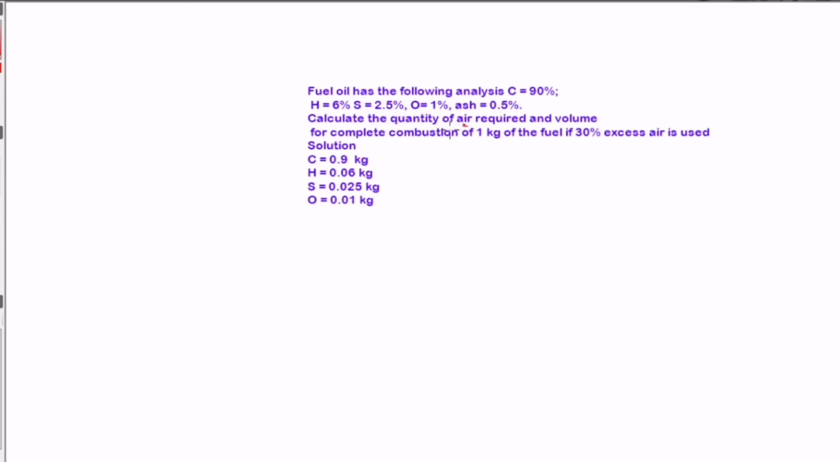So we want the weight of air required and the volume for complete combustion of 1 kilogram of fuel if 30% excess air is used. So I think this question is in two parts. We are finding the quantity of air, and the volume of air. Then we will also find the volume of air if 30% excess of air is used, and also the weight of air if 30% excess is used.